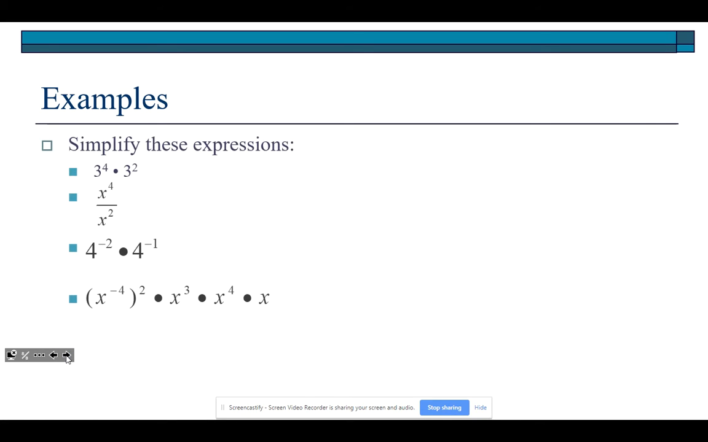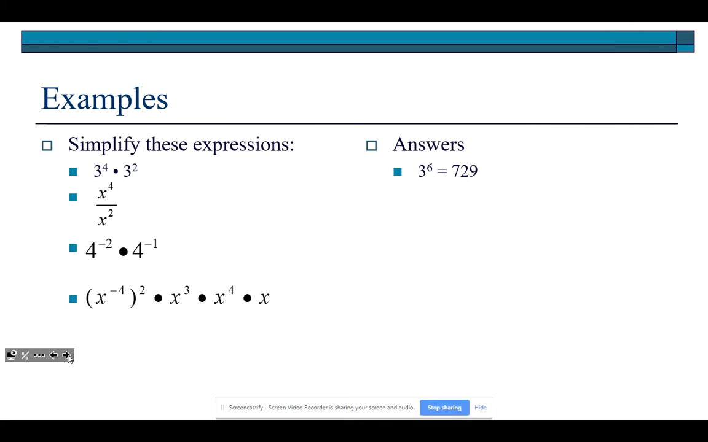Here's some examples for you to try on your own. Pause the video at this point to give yourself a chance to try them. Here are your answers. For the first one, 3 to the 4th times 3 squared, we're going to use rule number 1 with multiplying, and we get 3 to the 6th. Now, anytime you have a numerical answer like 3 to the 6th, we should be evaluating that, and in this case, 3 to the 6th evaluates to 729.